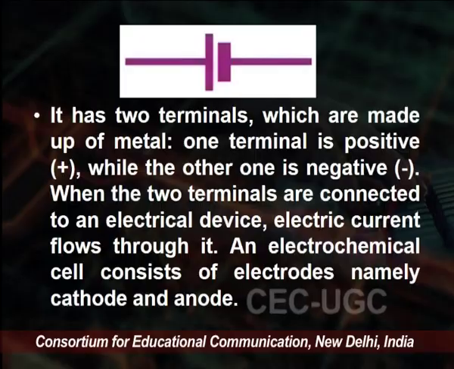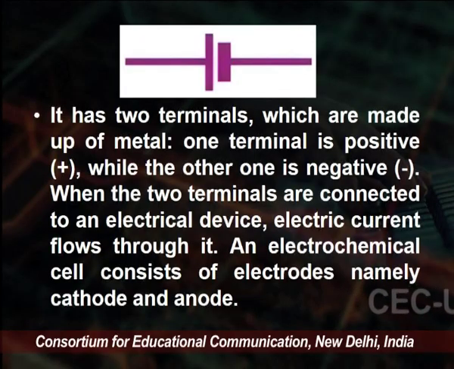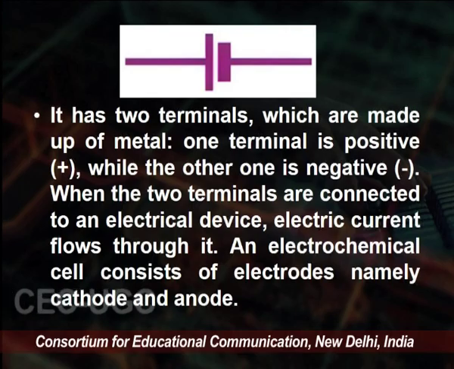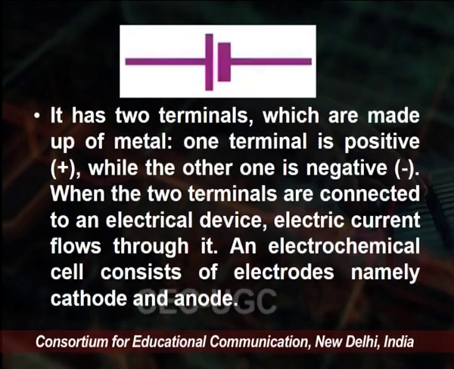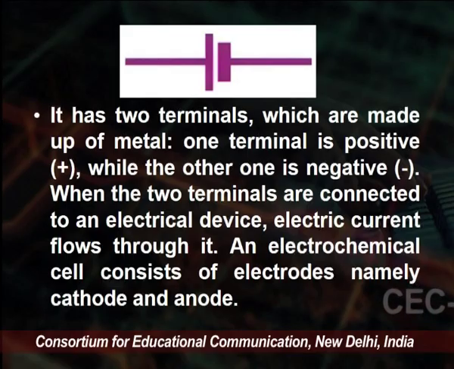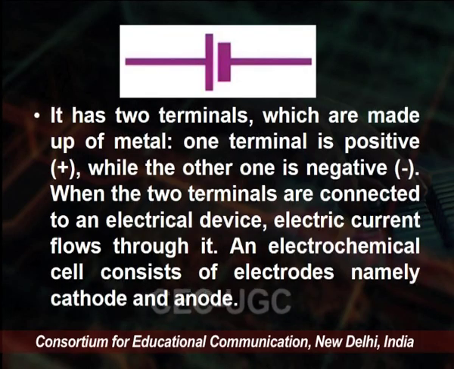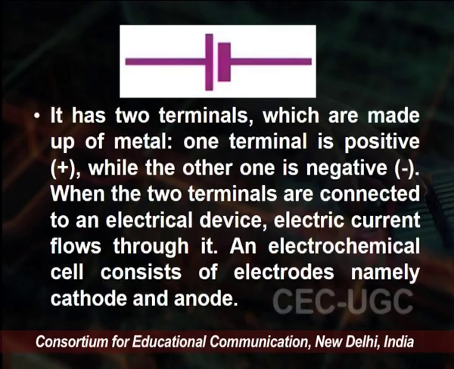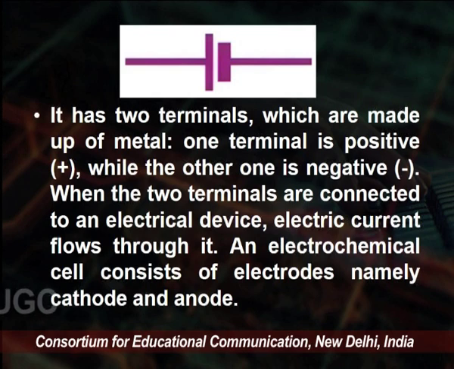Now you can see on the screen that this is the symbol of the electric cell. It has two terminals which are made of metal. One terminal is positive and the other is negative. When the two terminals are connected to an electrical device, electric current flows through it. You can see there are two lines, one short and one long. The long line is positive and the other is negative.